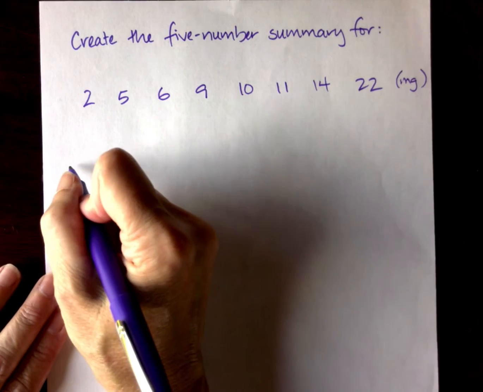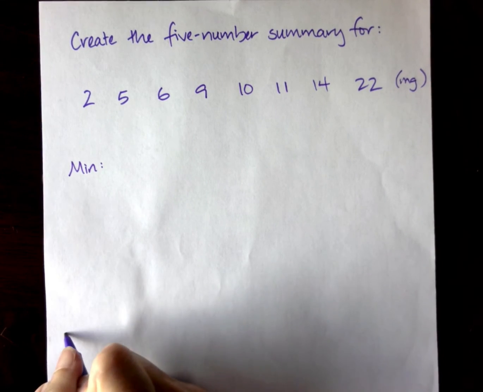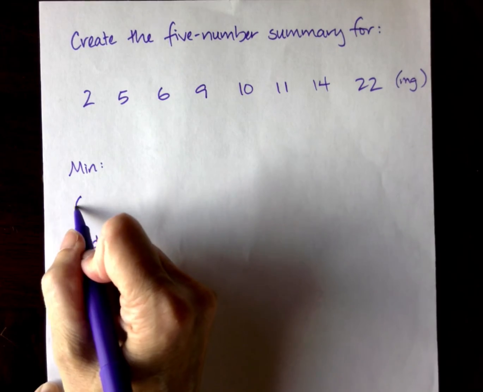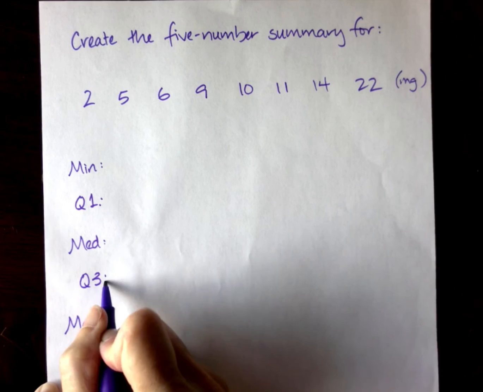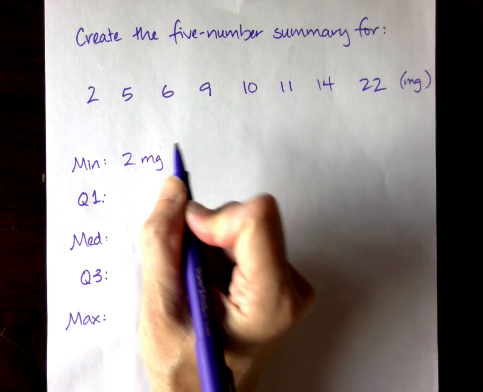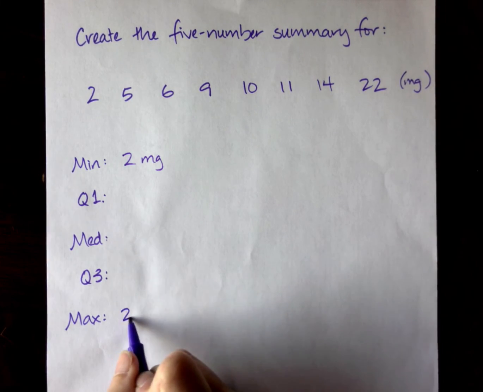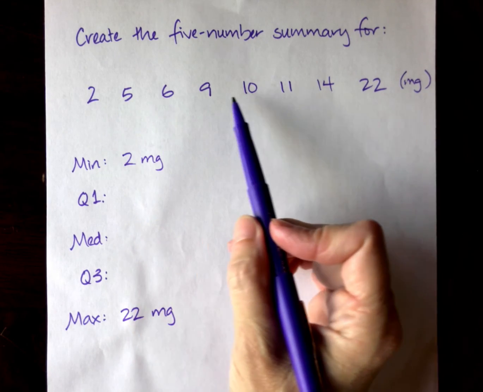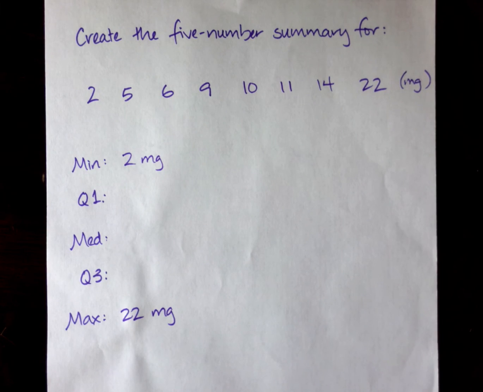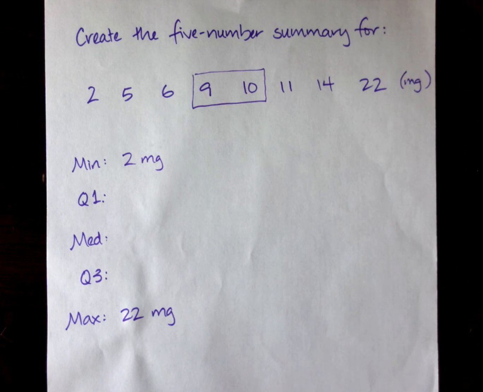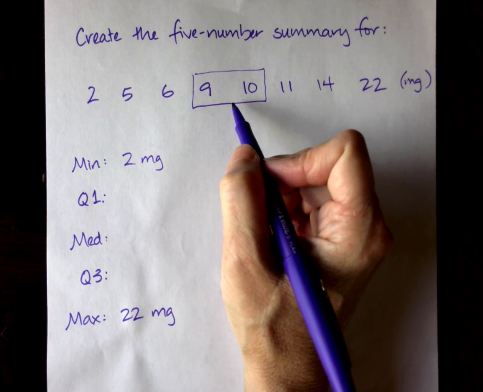To find the 5-number summary, we're going to need the minimum and the maximum. We're going to need the median of the entire set, and we will need Q1 and Q3. So the minimum in this case is 2 milligrams. That's the least value. The maximum is 22 milligrams, the greatest value. The median, because we have an even number of data points, we need to go find the 2 data points that are in the center of the set. 9 and 10 in this case are in the middle of the set. We need to find the average of those two.